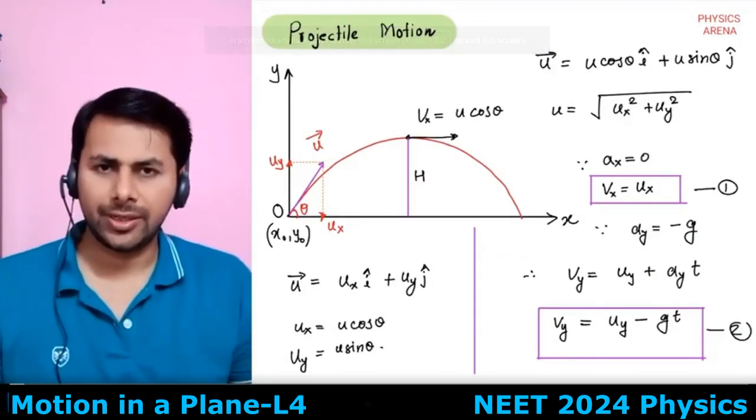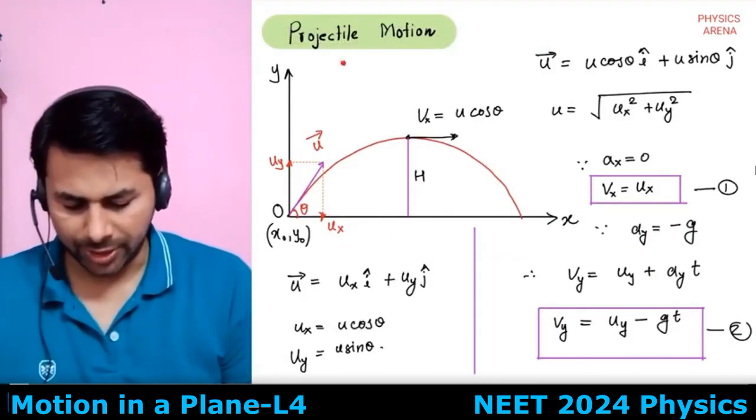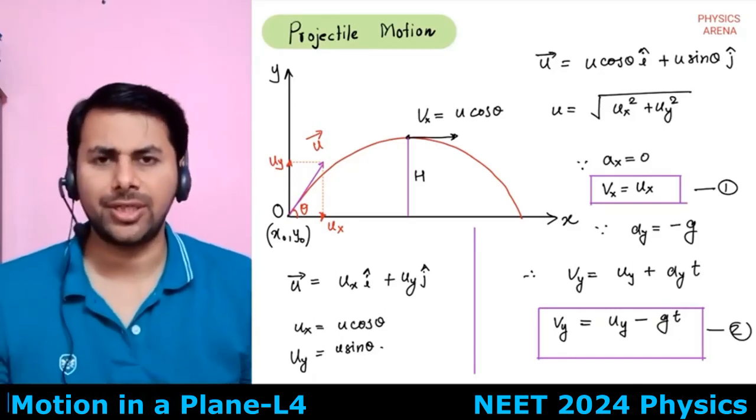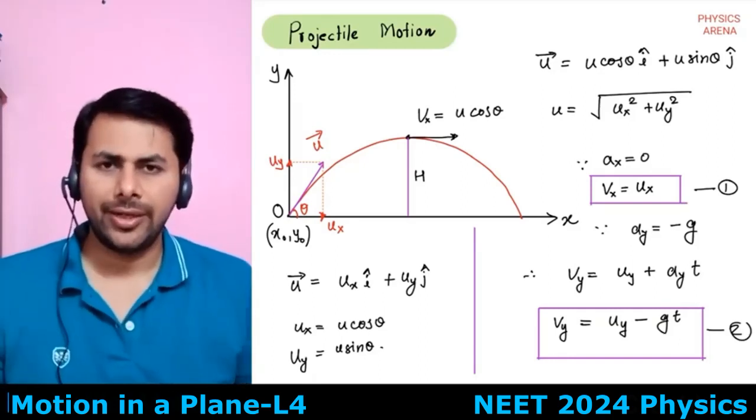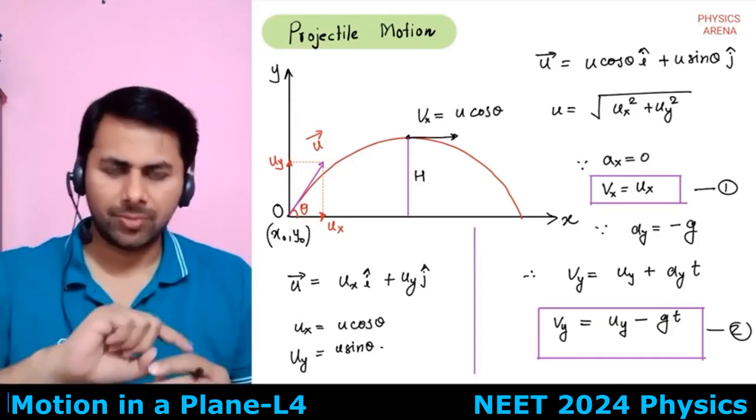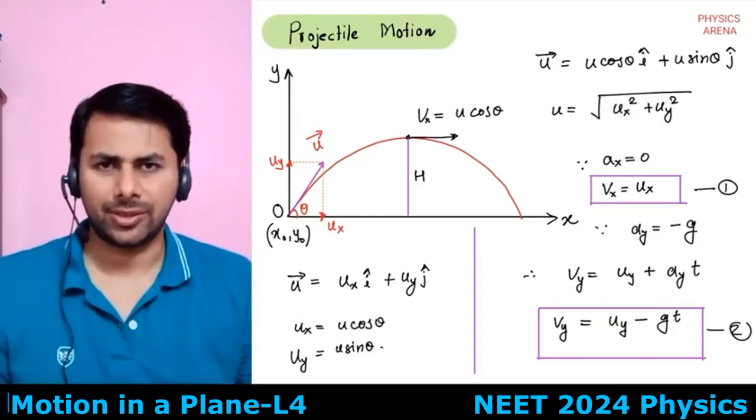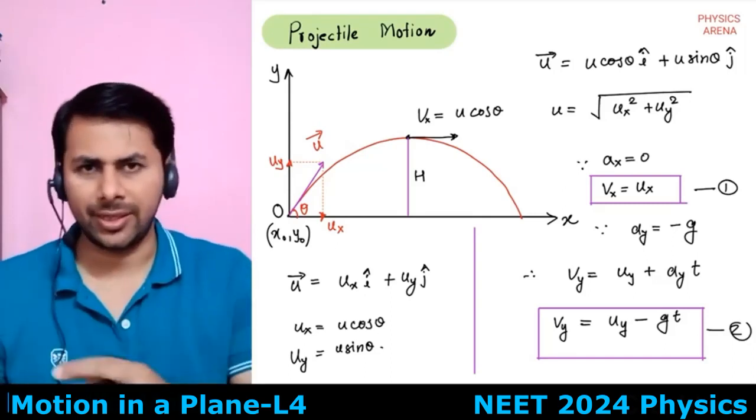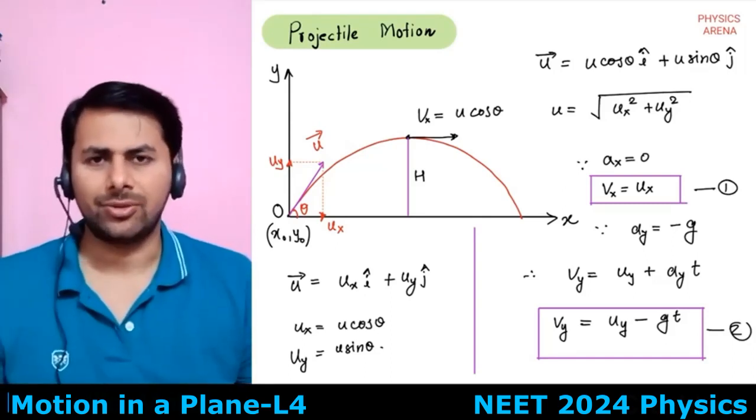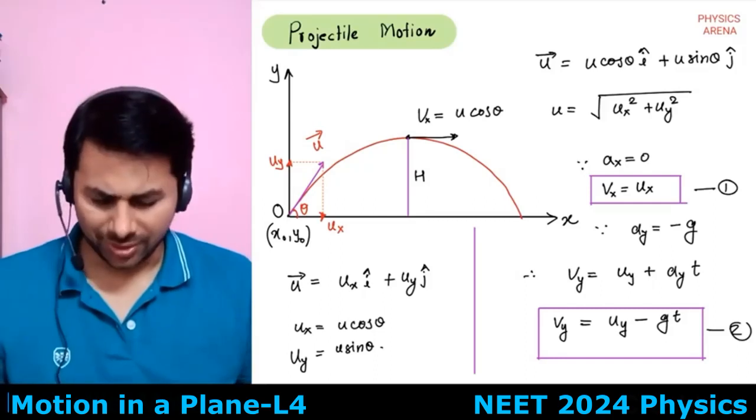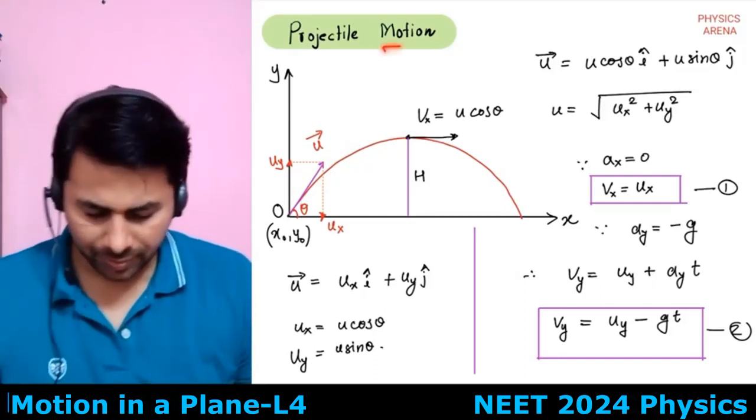Let us start with the next topic, that is projectile motion. So what is projectile motion? You throw anything in space, the motion of that object would be a parabolic path, and that motion, whatever you project in air, the motion of that object is known as projectile motion. So this is a very simple definition.